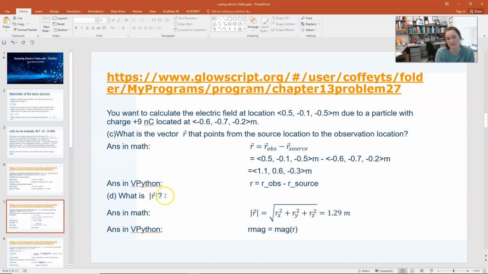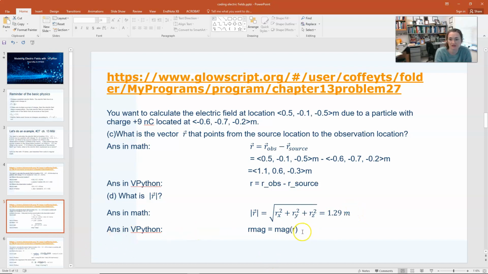Okay, what's the magnitude of that vector r? Well, in math, the magnitude of a vector is the square root of the sum of the squares of the components. And so that's what I've done here. Of course, that would be r is equal to the square root of 1.1 squared plus 0.6 squared plus minus 0.3 squared, right? And then when you find that square root, you get 1.29 meters approximately, okay?